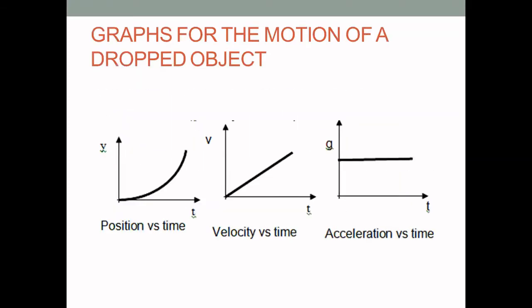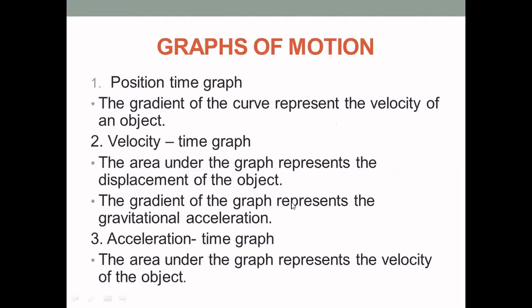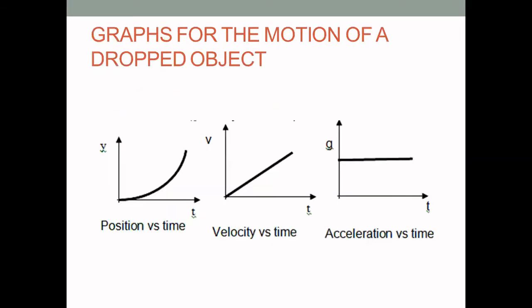So let's check in this graph, of course, under this graph we have a triangle. The area of a triangle is half base times height. So it will give us, for example, the height of the starting point. And the gradient of the graph represents the gravitational acceleration. So let's consider again this velocity time graph.